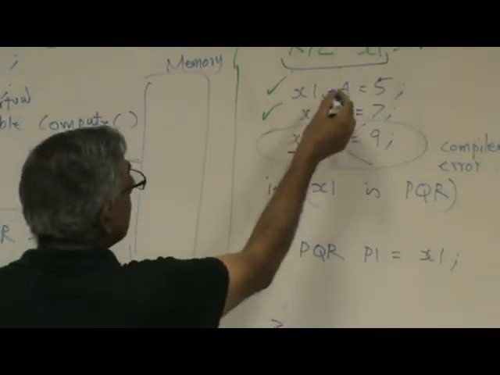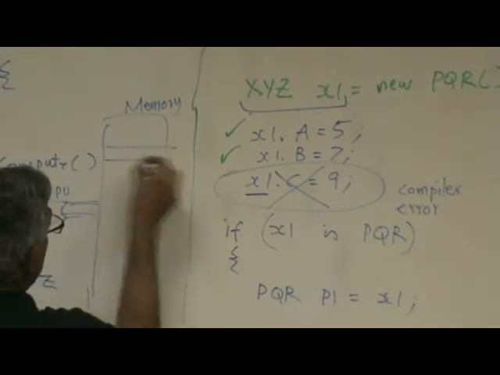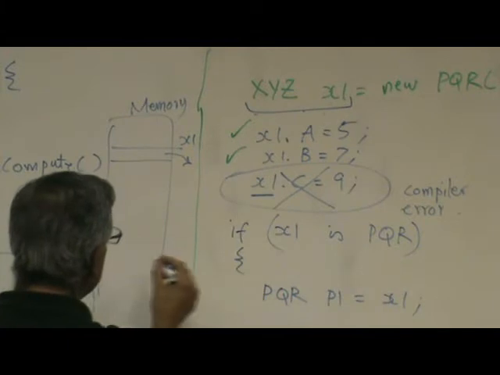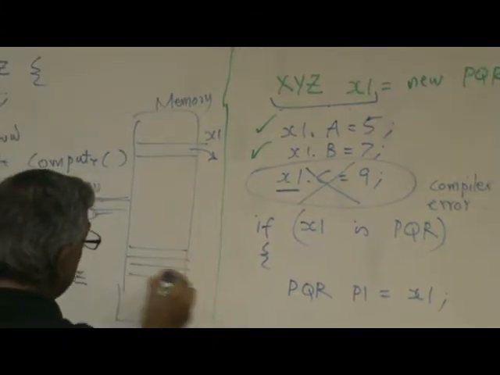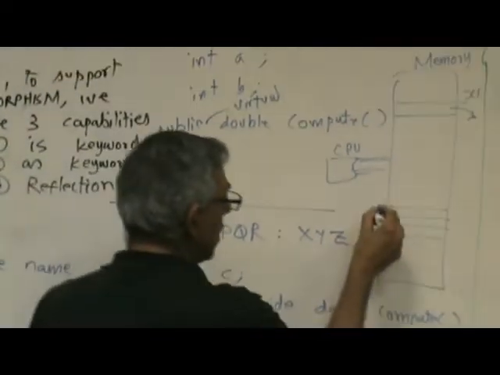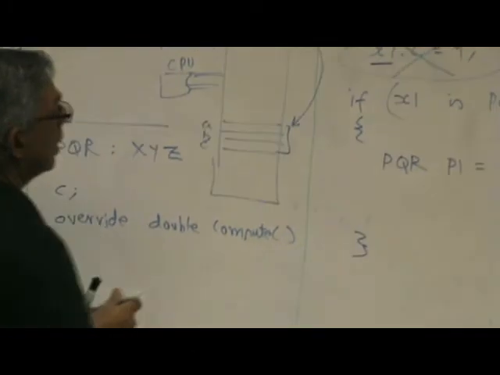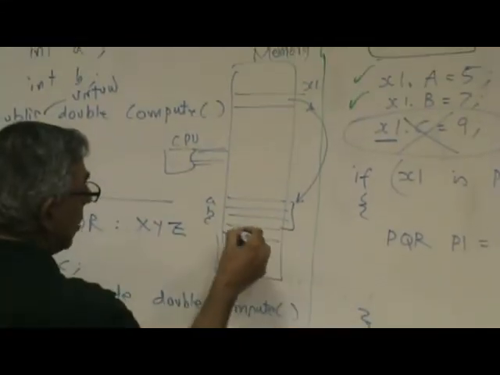Okay, so let's go to the top line. We declared x1. New PQR, so how much memory will be allocated for PQR? 3, A, B, and C. So this is pointing over here, correct? And of course, there's a V table also.